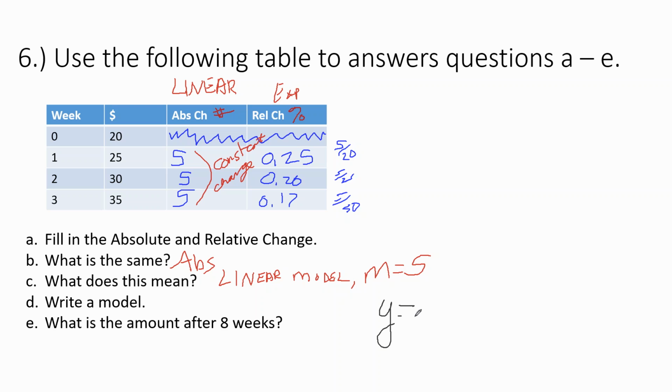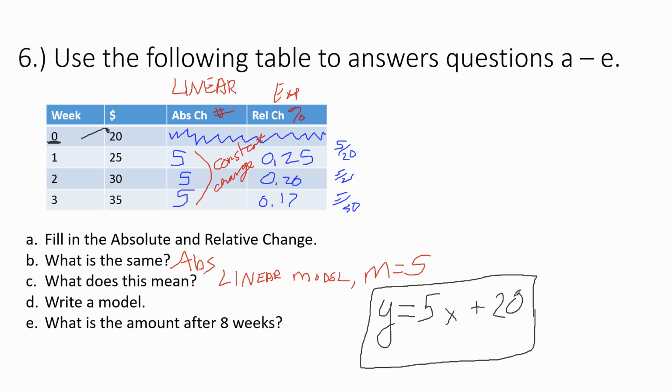So I can go ahead and write a linear model. We talk about y equals, our slope comes first in front of x, plus our y-intercept, and the y-intercept is when x is 0. So up here, x is 0 when y is 20, so 20 is my y-intercept. So there's your linear model. And then the last piece, what is the amount after 8 weeks? Well, we've got to plug the 8 in for x, right? So y equals 5 times 8 plus 20.